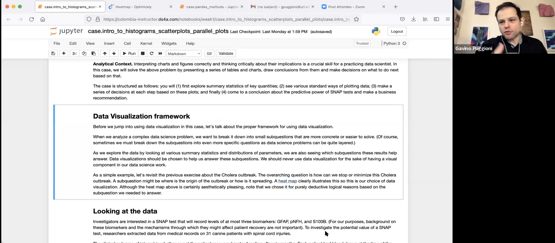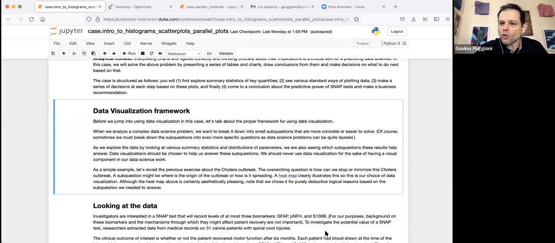For the scope of today's case, keep in mind one thing: to become a data scientist or to become a specialist in a case, you need much more time than just a morning with me. So in today's lecture, we will not become experts about SNAP tests. We just need to understand the basics and to have the intuition and see how we can use data visualization, okay?